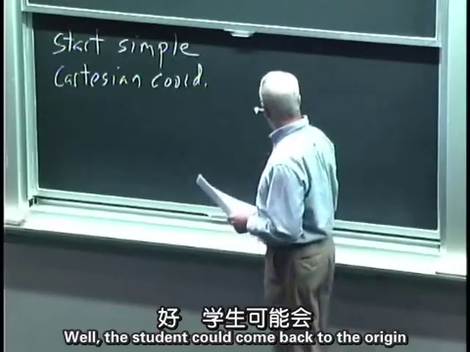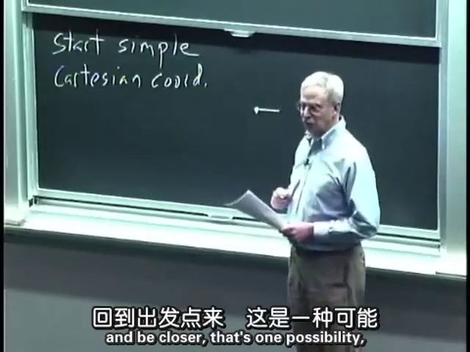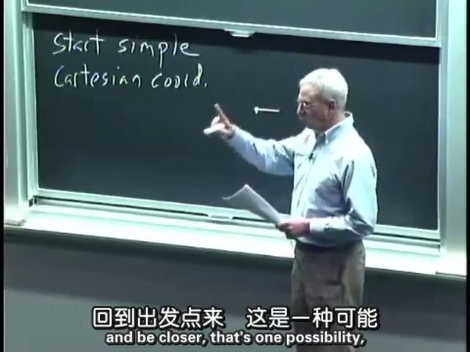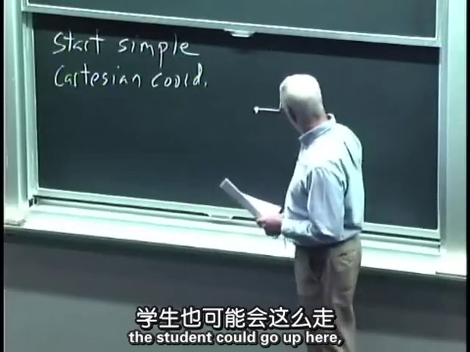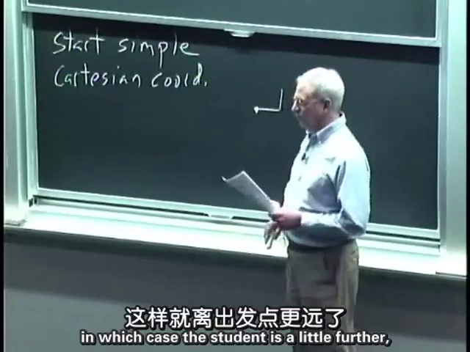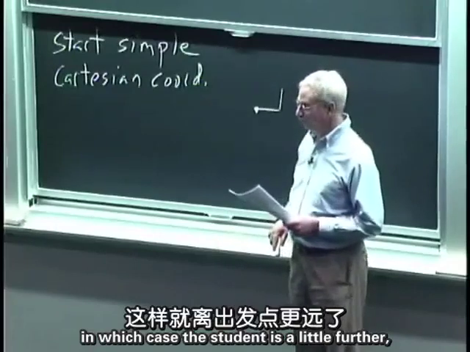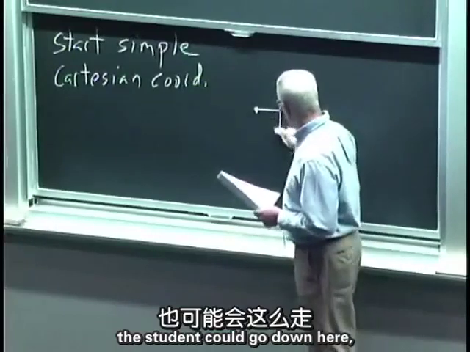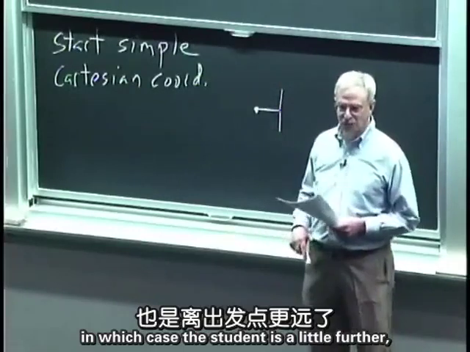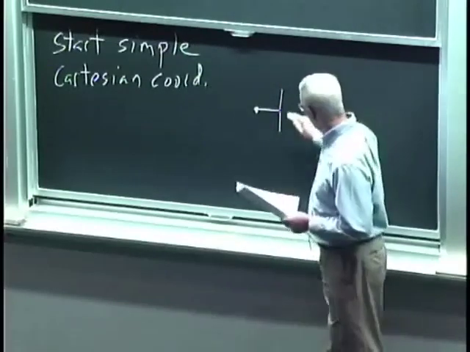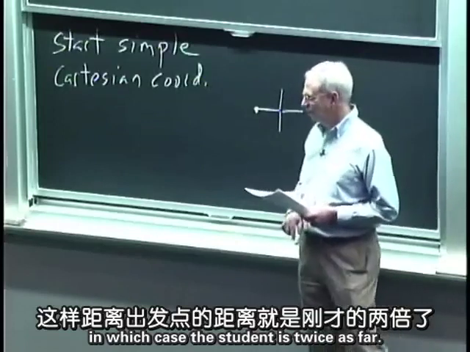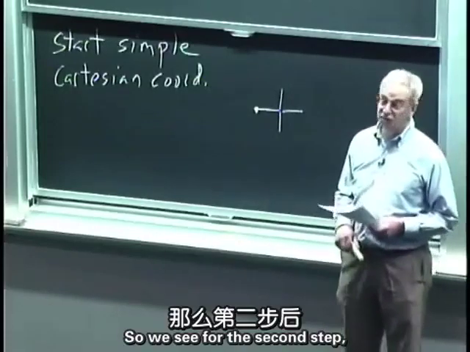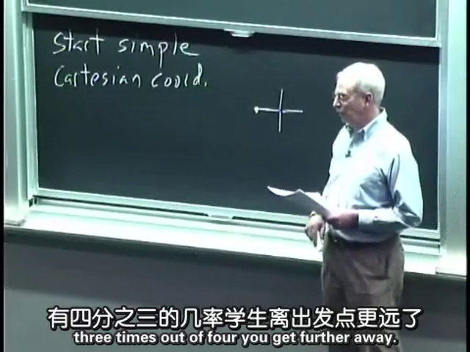Well, the student could come back to the origin and be closer. That's one possibility. The student could go up here, in which case the student is a little further. Student could go down here, in which case the student is a little further. Or the student could go over here, in which case the student is twice as far. So we see for the second step, 3 times out of 4 you get further away.